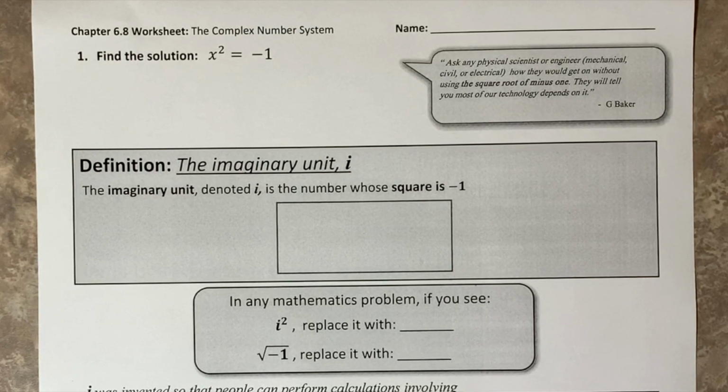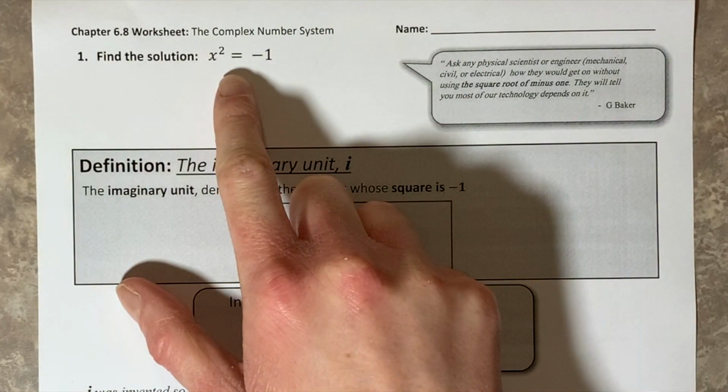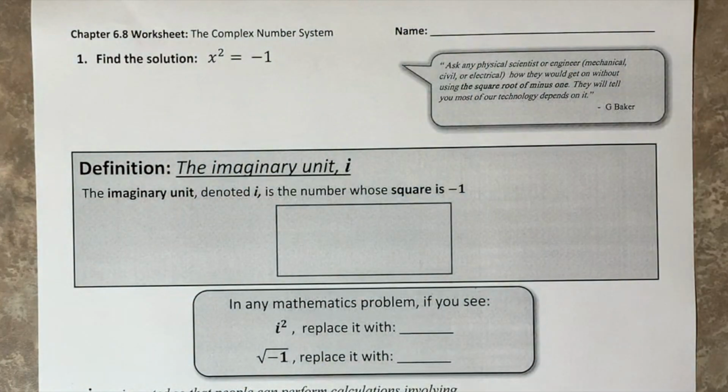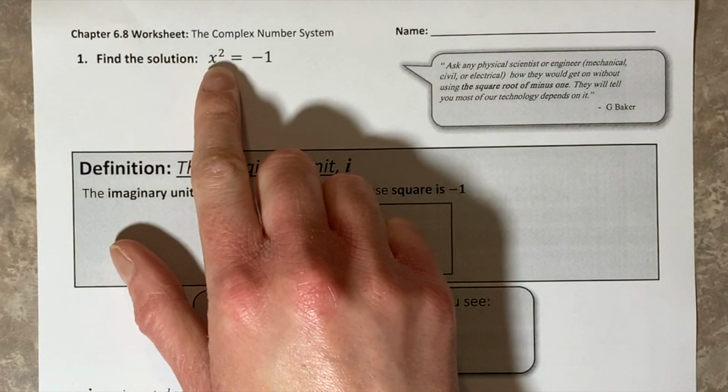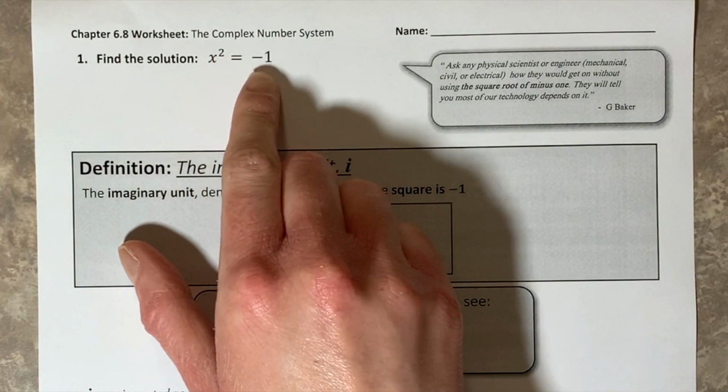In this lesson, we're going to learn about the complex number system and imaginary numbers. Let's start by looking at this problem. Does this problem have a solution? Well, let's think about it. Is there any number you could plug in for x such that when you square it, you get -1?